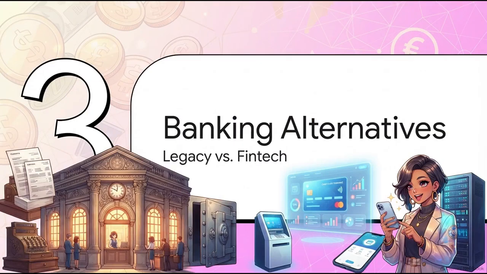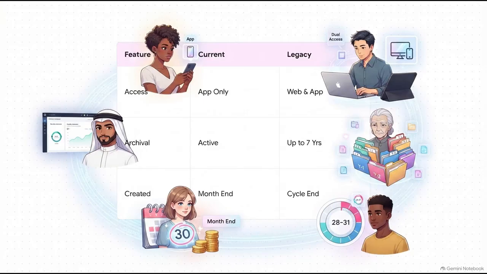All right, Section 3, traditional banking alternatives. Legacy banks versus modern fintech. This table is so helpful for visualizing the differences in how these financial architectures are built. Take a look at the platform access row. Current operates exclusively through its mobile app, but legacy institutions, we're talking Chase, Citi, American Express, Capital One, they offer a dual-channel infrastructure, meaning you can log in on your desktop web browser or use their mobile apps.